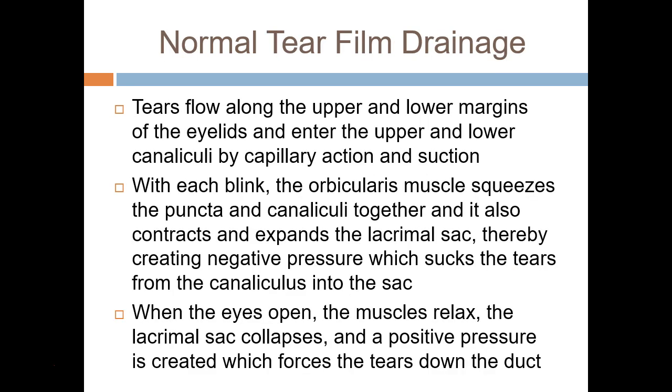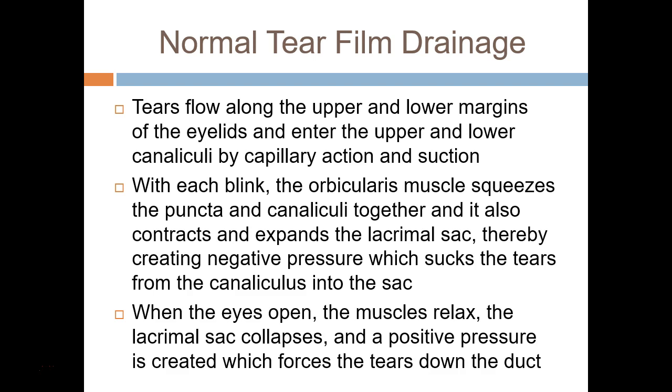So let's talk about normal tear film drainage. You always have to know what's normal before you can determine what's abnormal. So when we're examining our patients, a refresher again on what the normal tear film drainage should be. Remember, the tears are flowing along the upper and lower margins of the lids, and as the lids squeeze together, it's an undulating flow. It's not an up and down thing. So with each blink, the orbicularis muscle squeezes the eyelids together, squeezes the fluid into the puncta. You've got some capillary action sucking the fluid down into the duct.